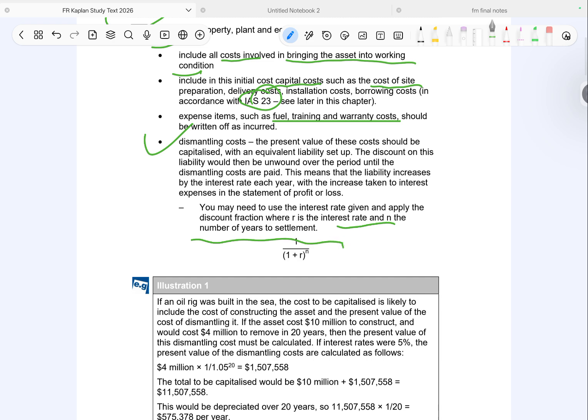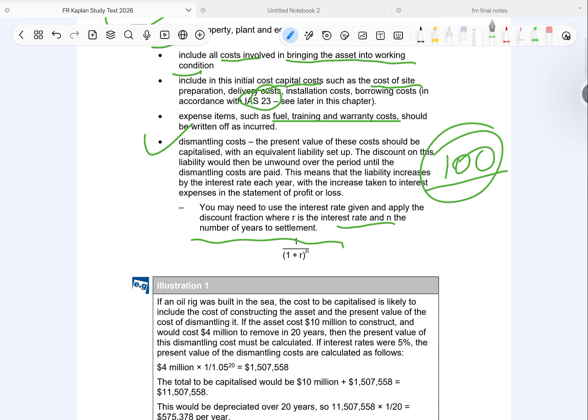Okay, now let's look at an example. We have a very big machinery in our manufacturing process, and let's say after 10 years we will have to dismantle that machine. Now the dismantling cost after 10 years is going to be 100 rupees. Now we need to capitalize this too. We need to include this in our initial measurement too, but the cost will be 100 rupees after 10 years. What is the present value of this dismantling cost? We can only capitalize that amount. So how do we find that?